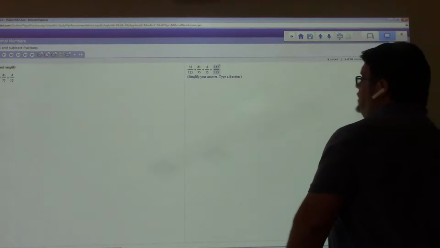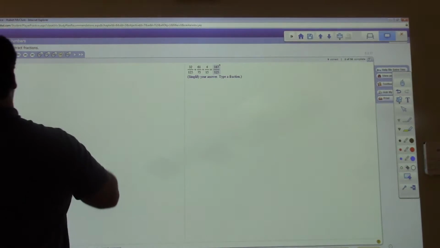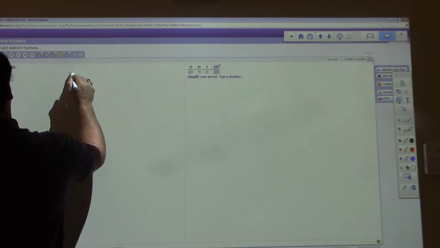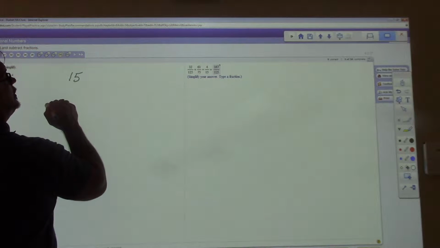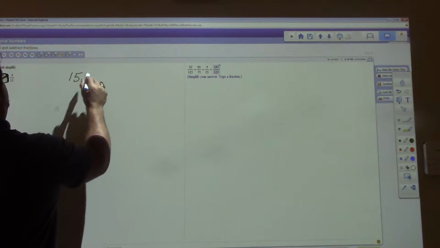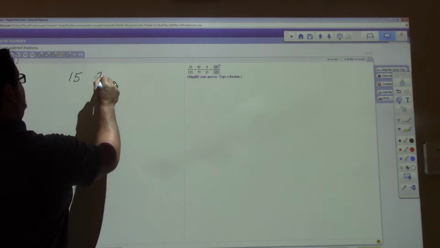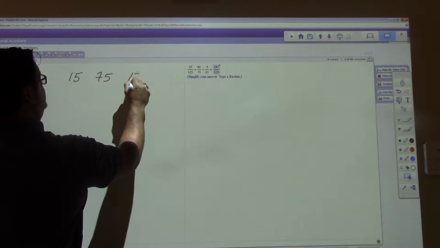Because you're supposed to get the least common multiple. Let me try it again. Hold on, 15. Is that on the other question? There's two questions, isn't there? Or is that the same thing? I can't see it. Yeah, they're the same thing on both sides. Okay, all right. 15, thank you, 75, and 125.